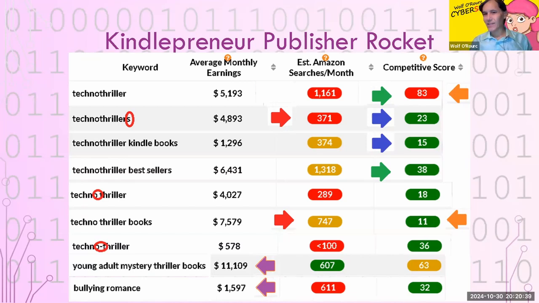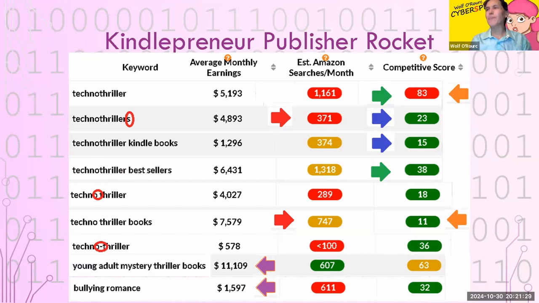Unless that category is so profitable. If you look at the purple arrows, a 30-point difference in competitive score by same search amount still gave the nod to the higher competition term because it makes 10 times more money per month. So even if you just get a few sales per month, it's a better term to use than the bullying romance, which just doesn't earn all that much. So you see how complex these calculations are.